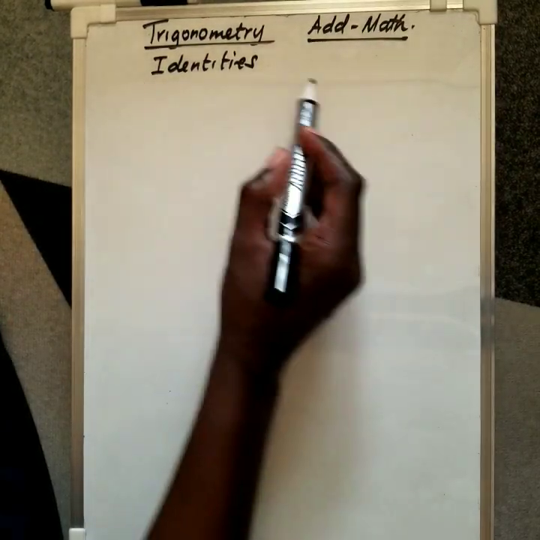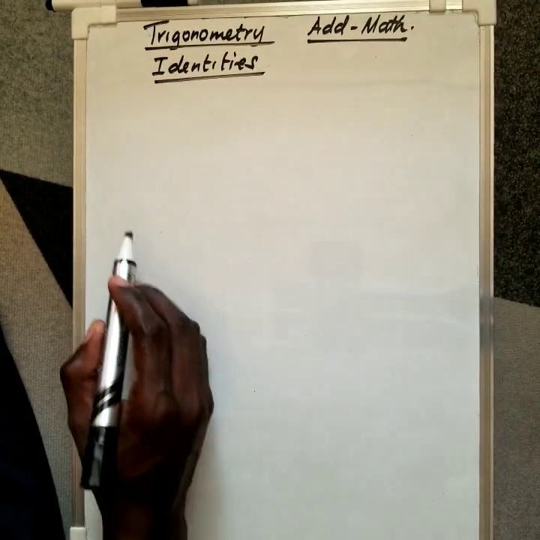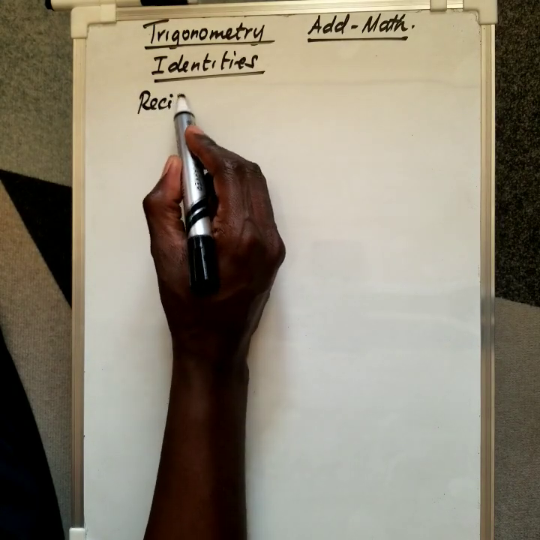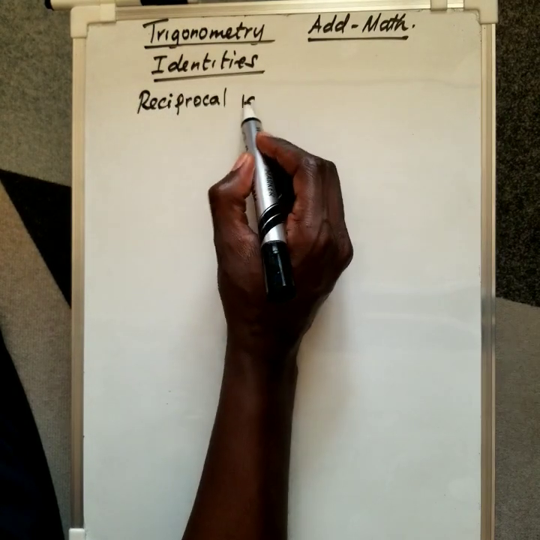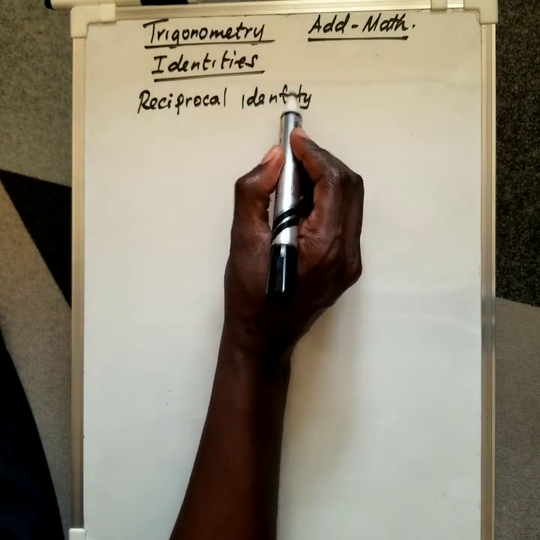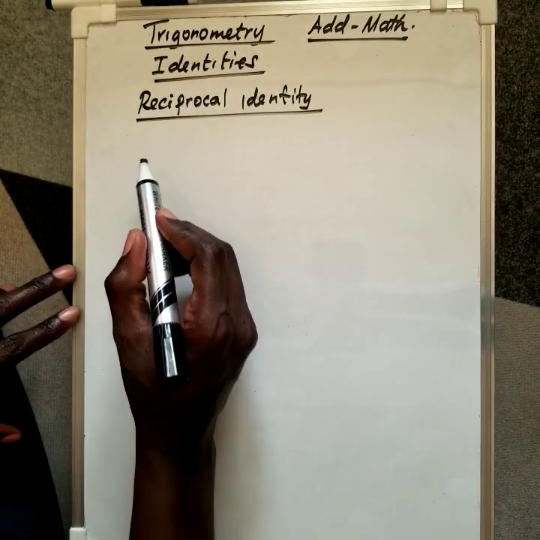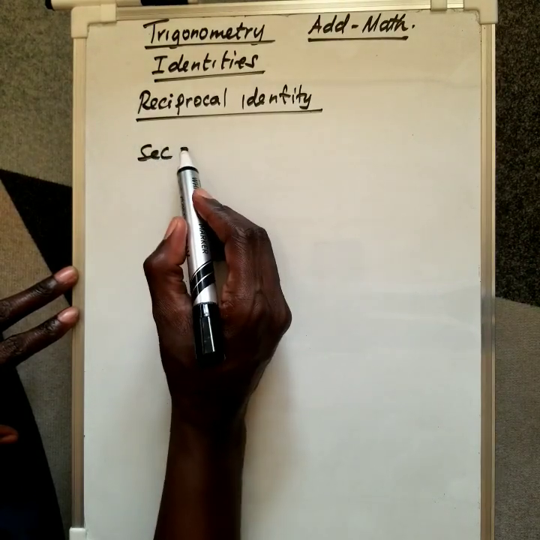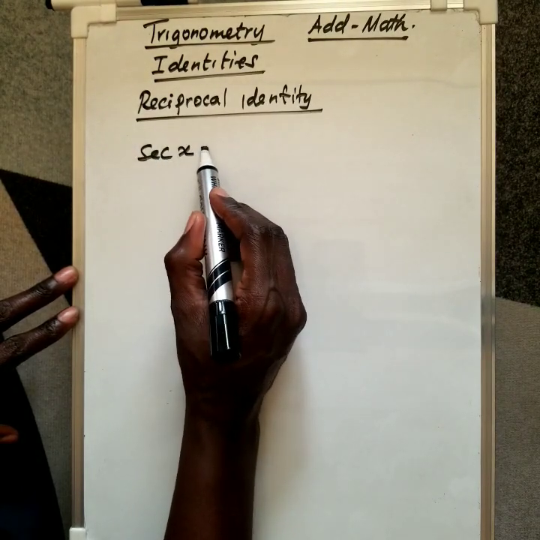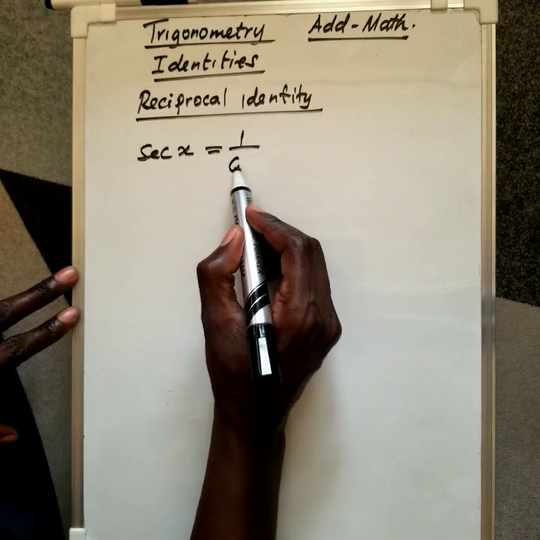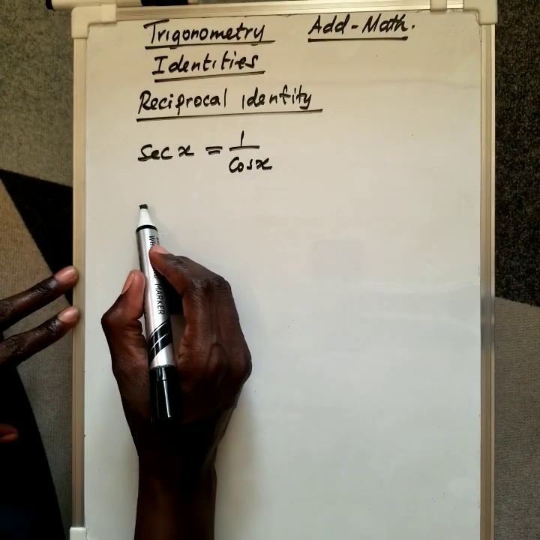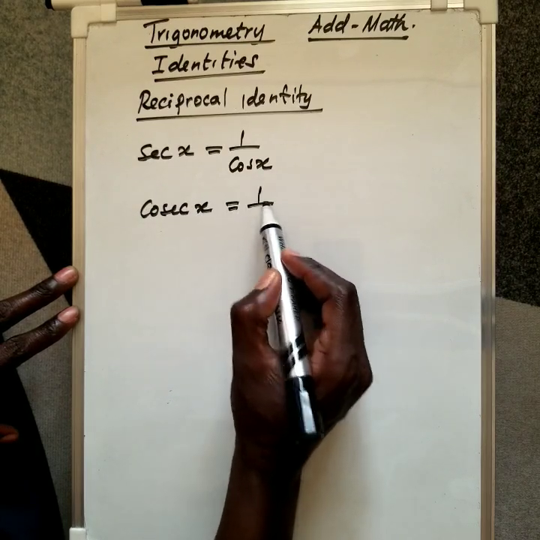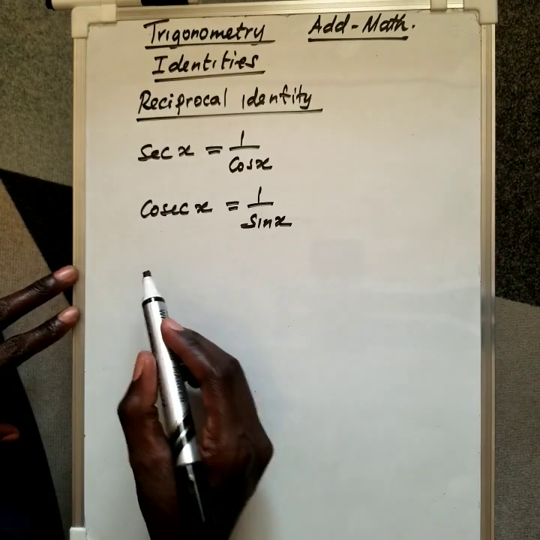Today in our additional mathematics, I'm going to guide you on some identities that you need to know. There are those we call reciprocal identities, and you need to know some of these. In this case, secant, which is abbreviated as sec: sec x is equal to 1 over cos x. Then the other one is cosec x is equal to 1 over sine x.